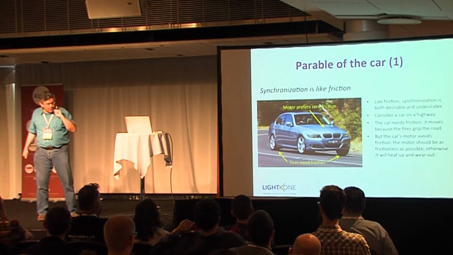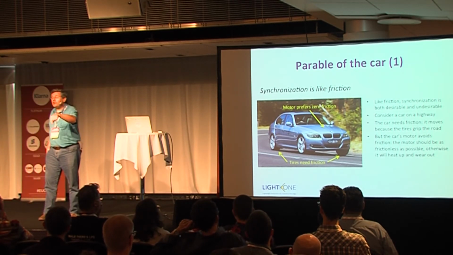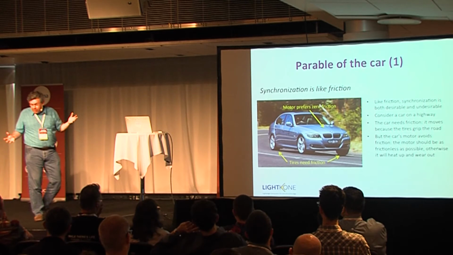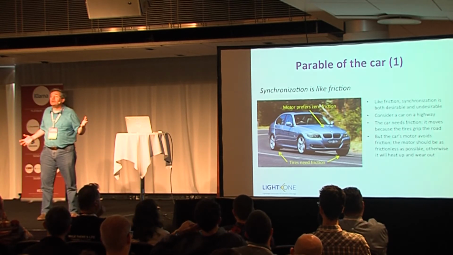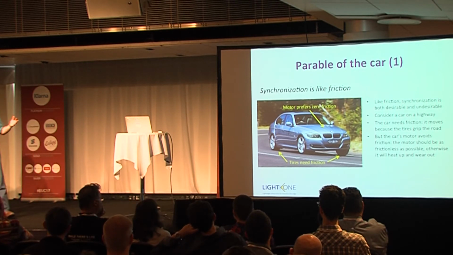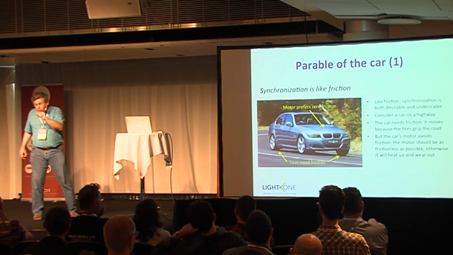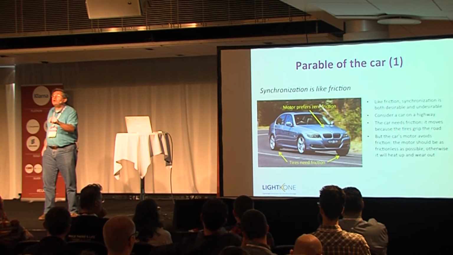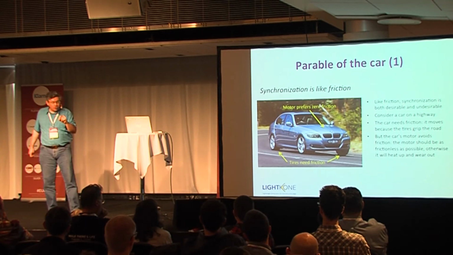But on the other hand, the motor under the hood absolutely abhors friction. It doesn't want friction. Friction causes it to heat up and wear out. It wants zero friction. Well, actually, friction is like synchronization. Remember I told you that we want a weak synchronization model? That's what we want in the motor. Weak synchronization, no friction.